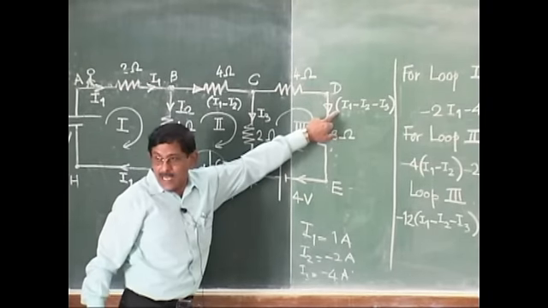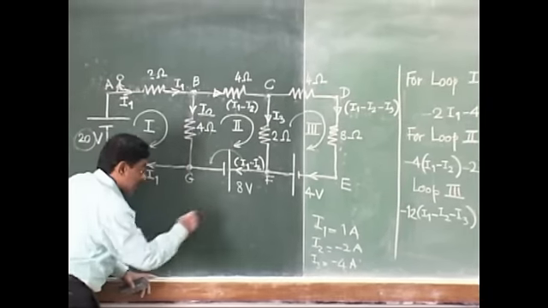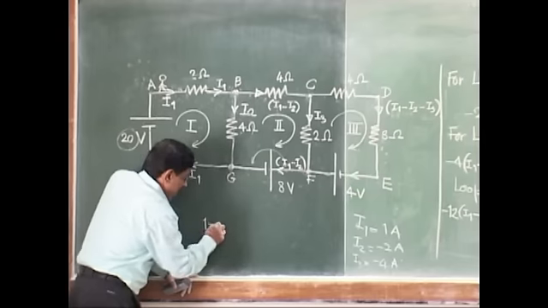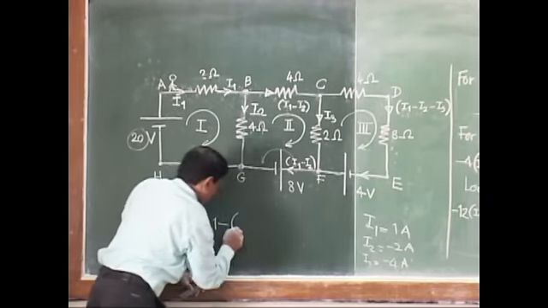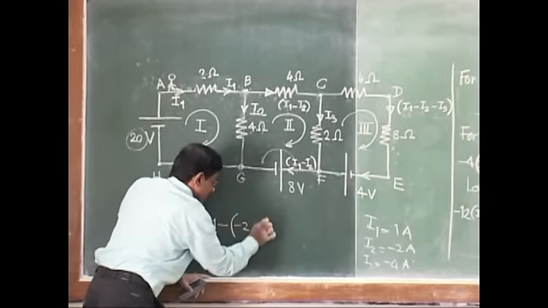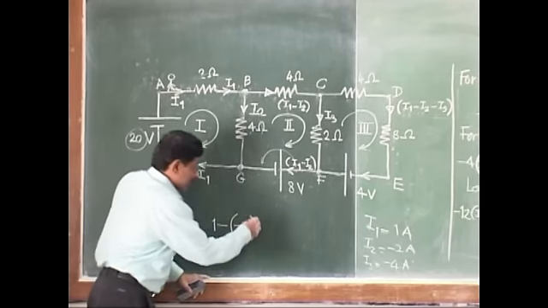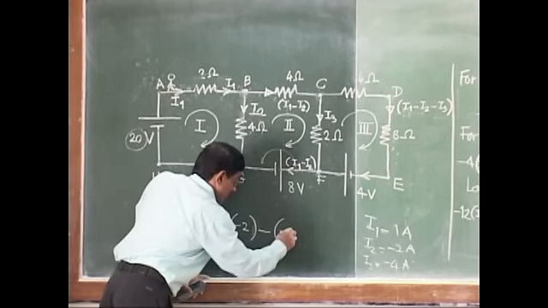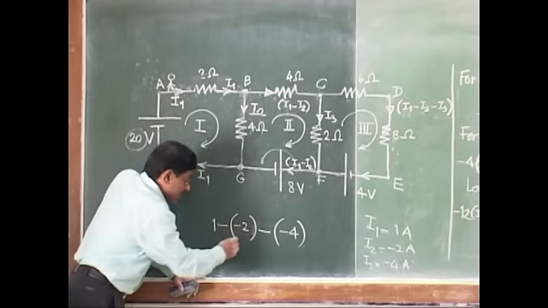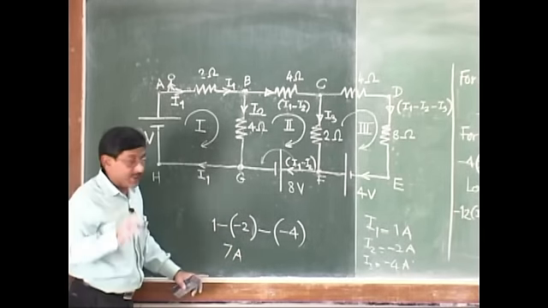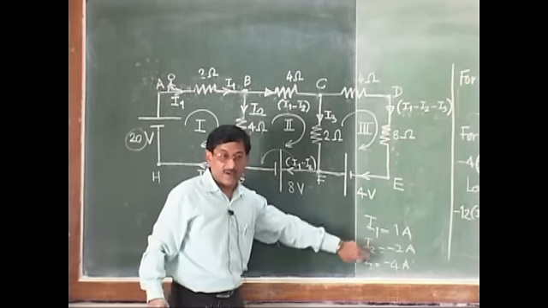See, you have to take this now. I1 minus I2 minus I3. I1, minus I2, same value you put up, whatever you have got, minus 2. Don't change it. And minus I3. So in that case you will get 1 plus 2, 3, 3 plus 4, 7 ampere. So you have not to change the signs of this particular current.